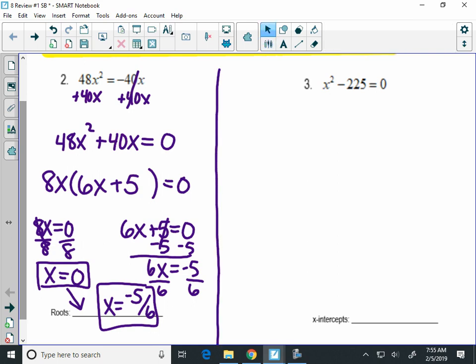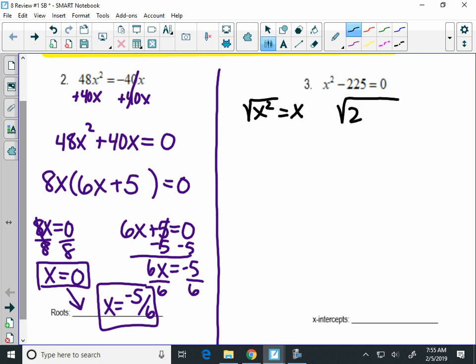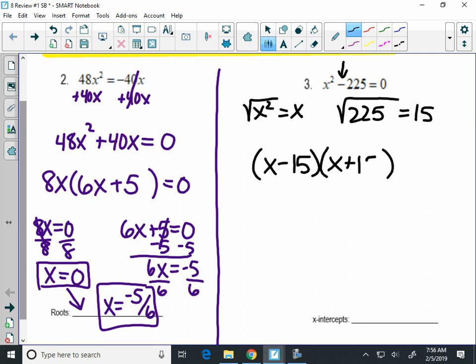For number 3 here, I have 2 terms again. I'm set equal to 0. This one, I'm going to use difference of squares. There's no GCF, but I can take the square root of x squared, which is x, and the square root of 225, which is 15. I can use this method because I have a minus sign in between the 2 terms. Now, factored form here takes the x minus 15, and then the other parenthesis is x plus 15.